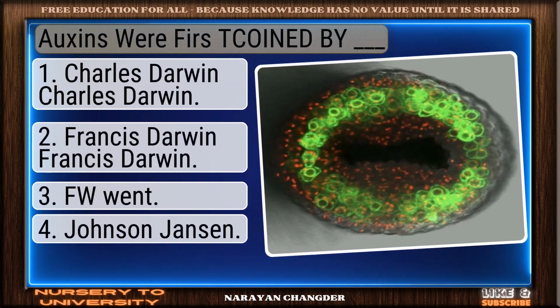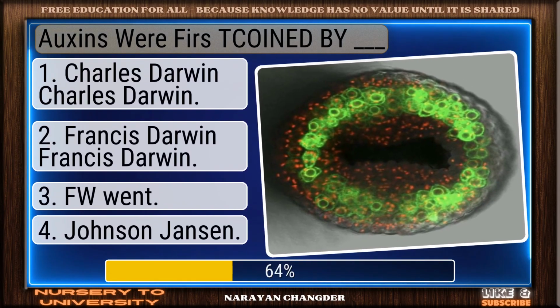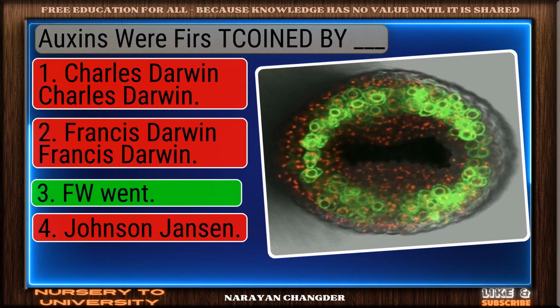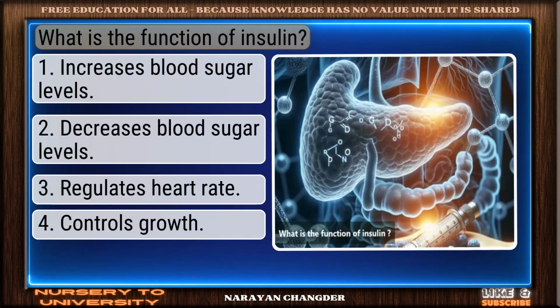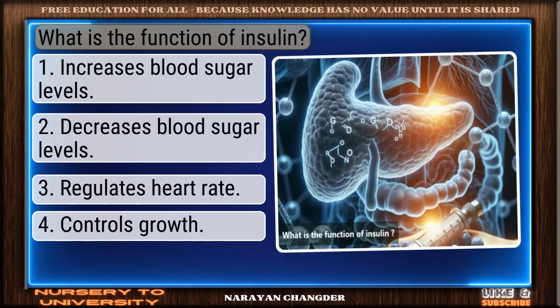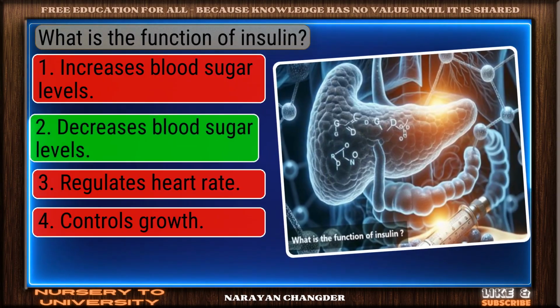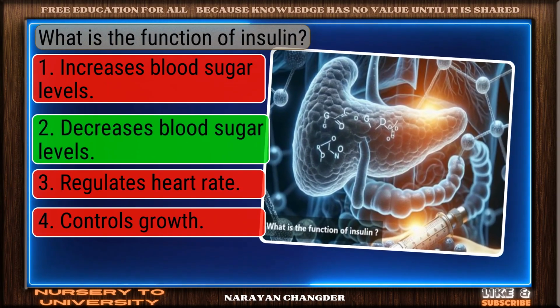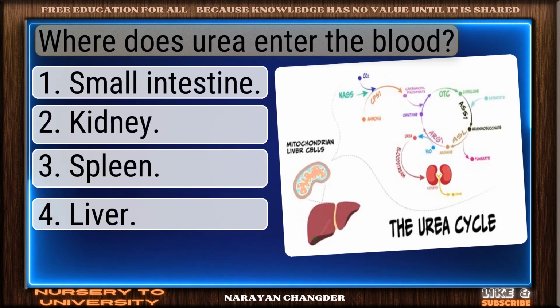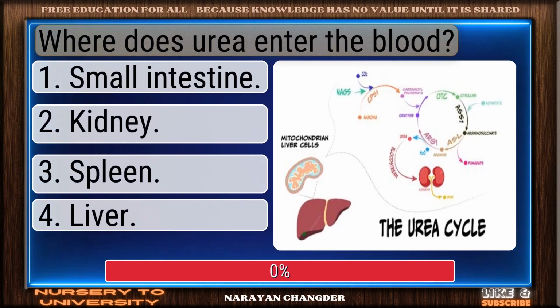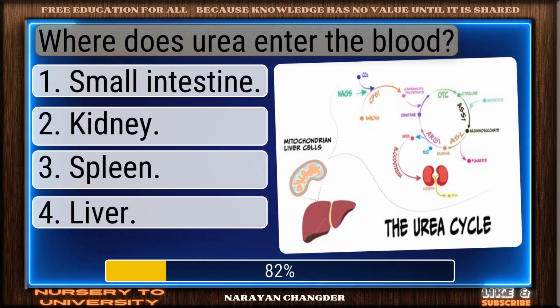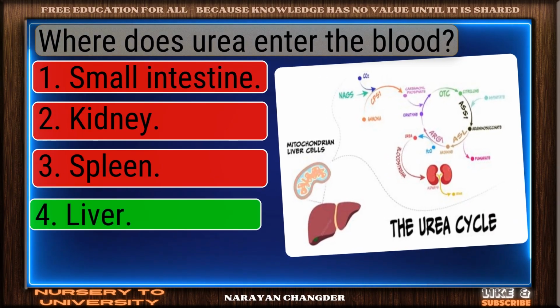Auxins were first coined by, dash. Strong choice. Went is right. What is the function of insulin? Well done. Decreases blood sugar levels is right. Where does urea enter the blood? Right again. Liver is valid.